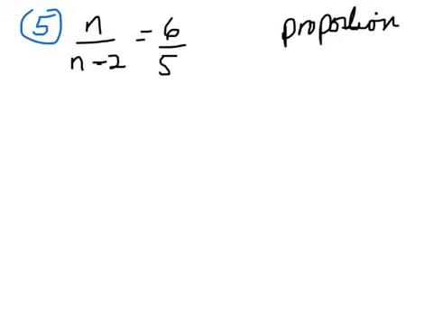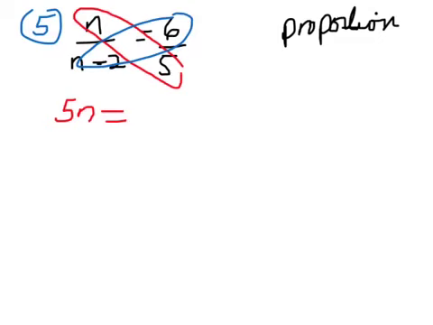If you remember how to solve proportions, you cross multiply. You multiply one diagonal, 5 times n is 5n, and then you got to write your equal sign. You don't just cram it all together. And then you multiply the other diagonal. You multiply each diagonal and you set them equal to each other. So this would be 6 times n minus 2, and I better put a parenthesis there because aren't I going to have to distribute?